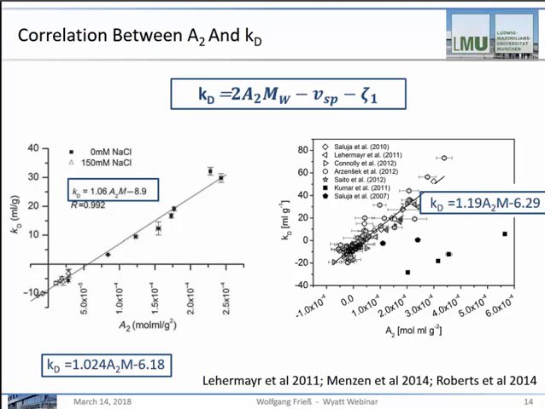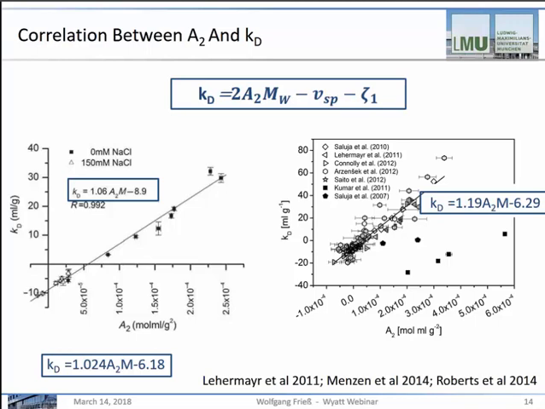The first one, by Lehermayr, you see in the left graph. KD is related to A2 by the factor of 1.06 times the molecular weight minus 8.9. So we have a slight offset, and this is what I just tried to explain, because if A2 is negative, it means that we have net attractive interactions. If it's positive, we have net repulsive interactions. KD now has a slight offset, so it's not just simply that you can read everything just by the sign.